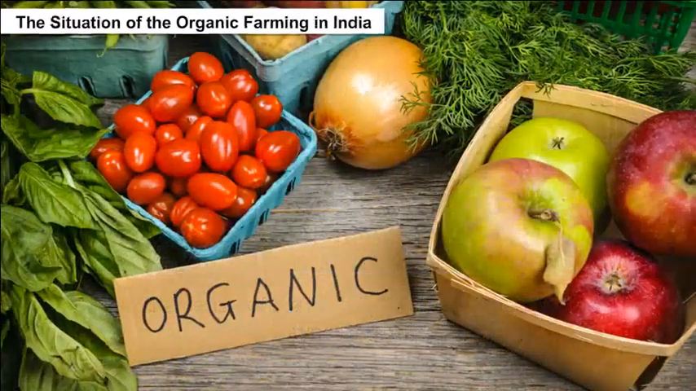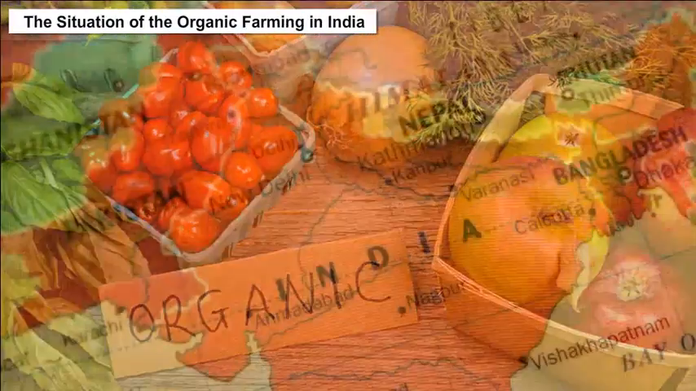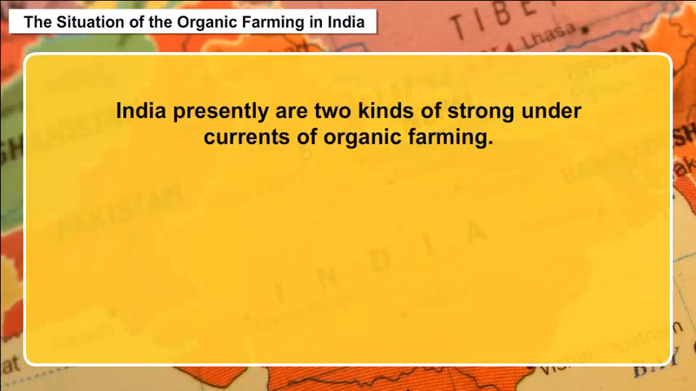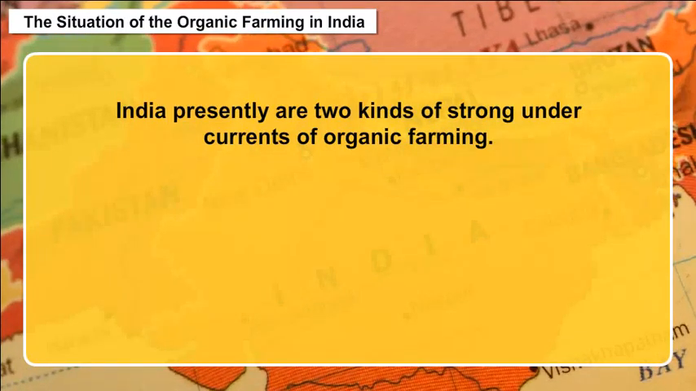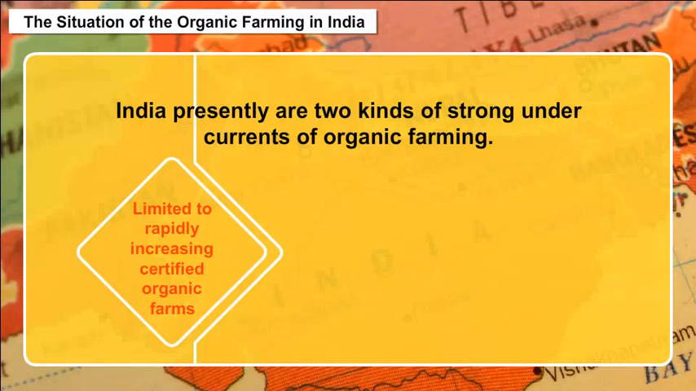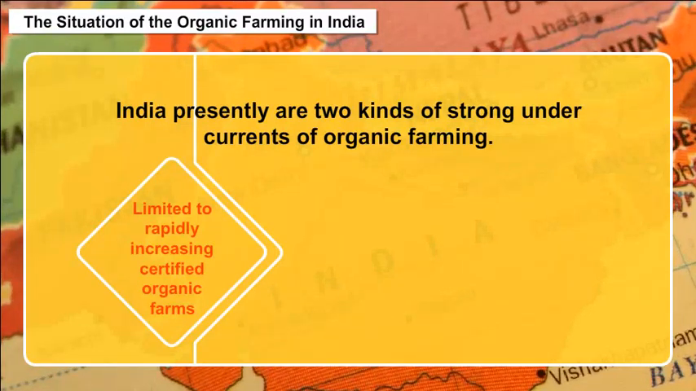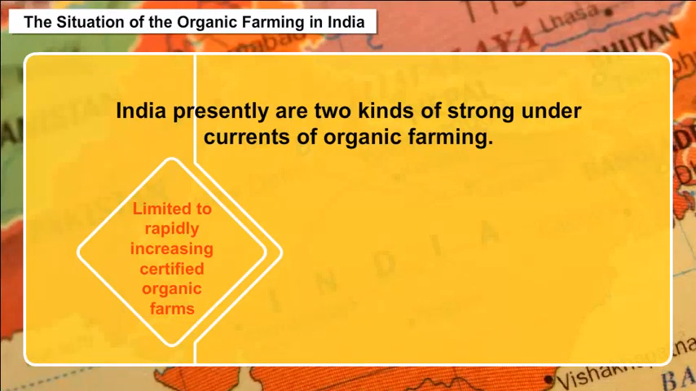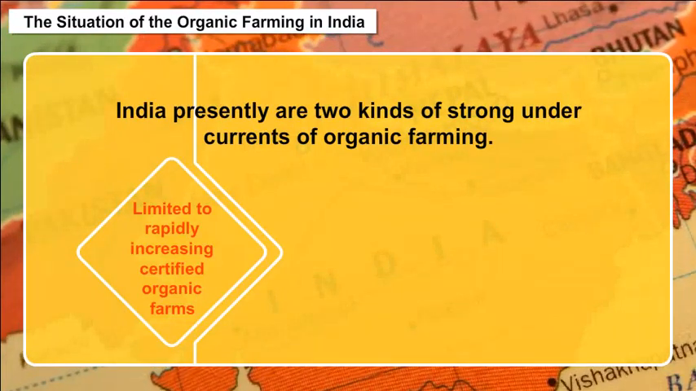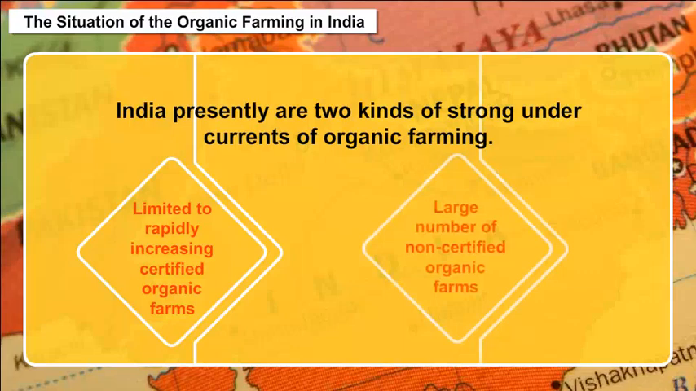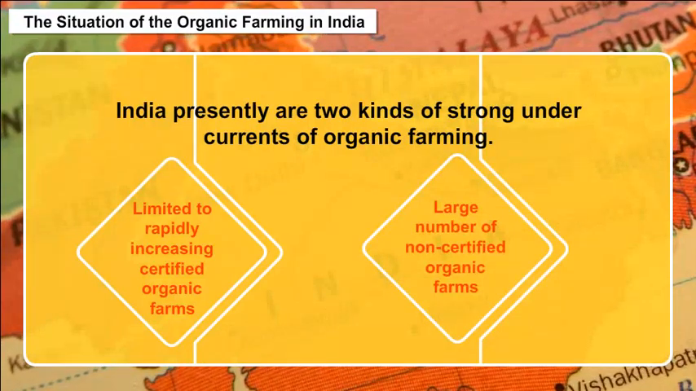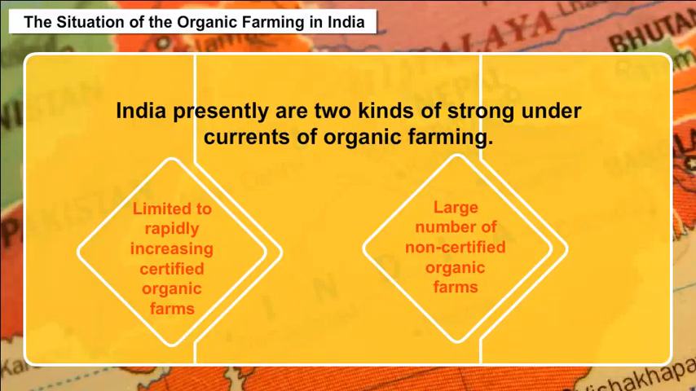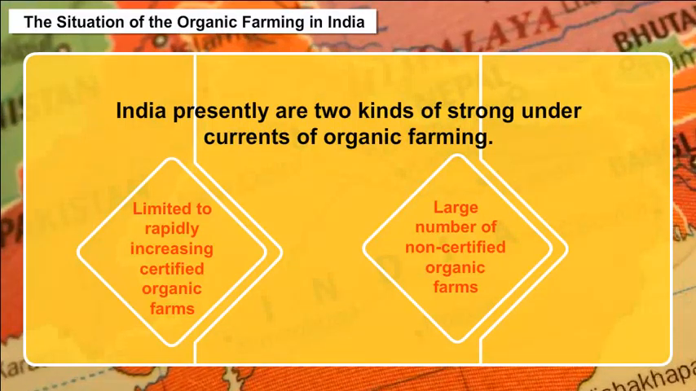The situation of organic farming in India. What is seen in India presently are two kinds of strong undercurrents of organic farming: limited but rapidly increasing certified organic farms, mainly producing for a premium price in the domestic or export market, and a large number of non-certified organic farms, which produce for their own households and access local markets only.